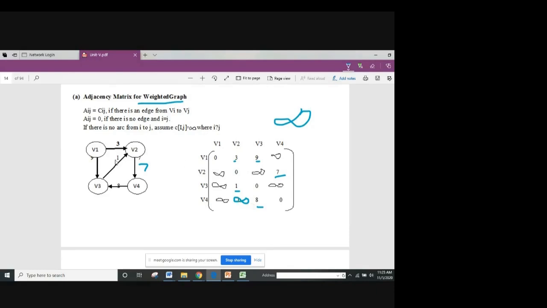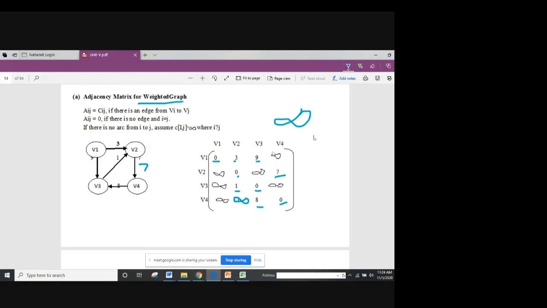I'll tell you all the weights you have to assign. To itself alone it will be 0: V1 to V1, V2 to V2, V3 to V3, V4 to V4 will be 0. The weights of the remaining vertices or edges we do not know, so we are giving them as infinity. Why infinity? Mainly, you will be using this weighted graph for finding the shortest path from one place to another.